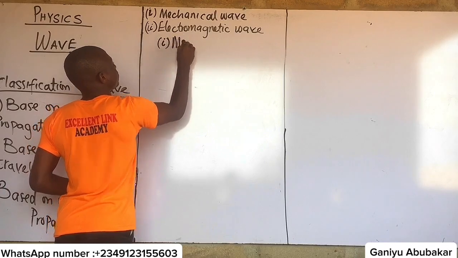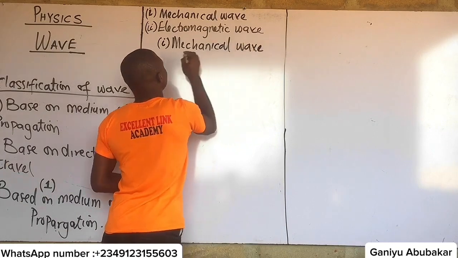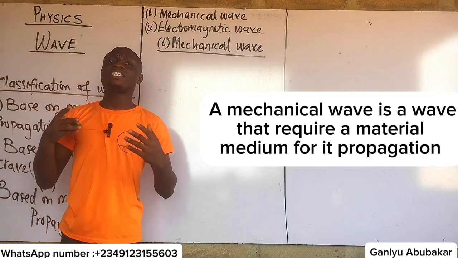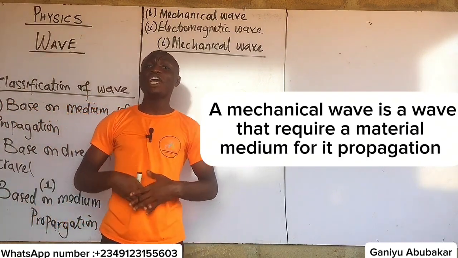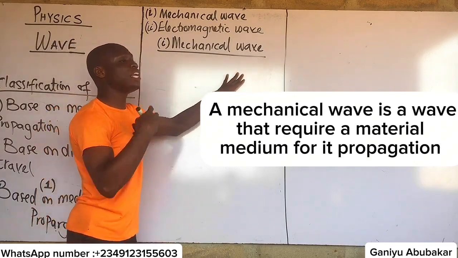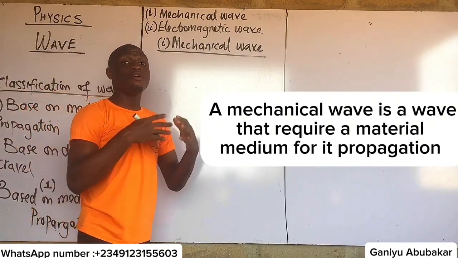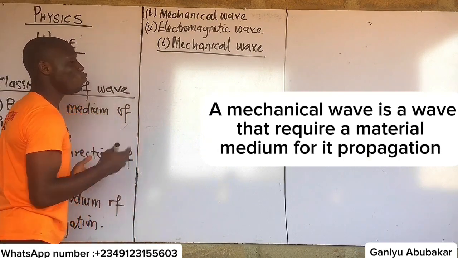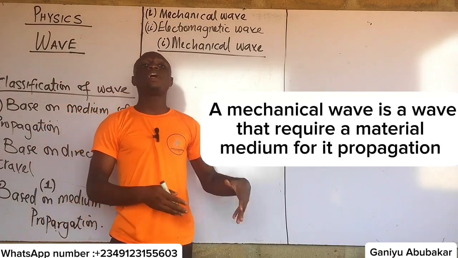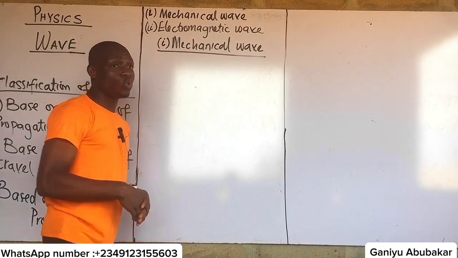What is a mechanical wave? Definition: a mechanical wave is simply a wave that requires a material medium for its propagation. So a mechanical wave is simply a wave that requires a material medium for its propagation. Examples of mechanical wave include sound wave, water wave, and wave on a rope or spring. These are the examples of mechanical wave.